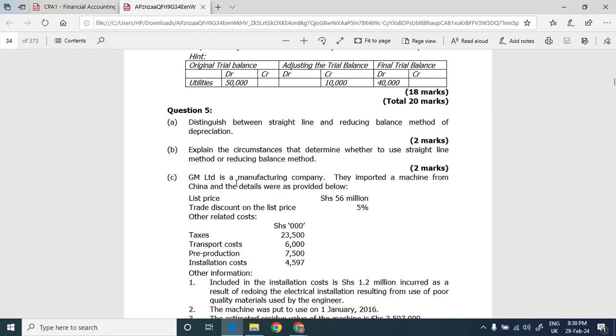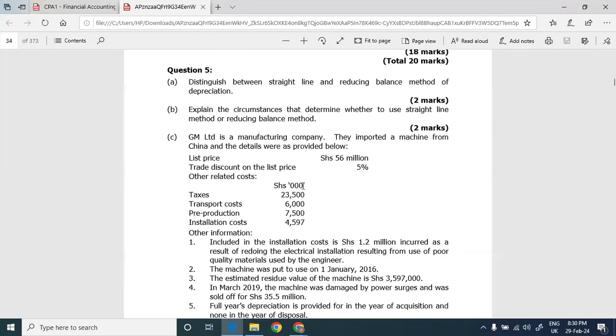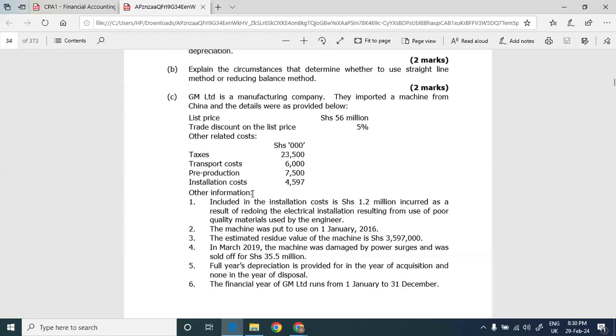So you look at this one, they imported a machine at 56 million. We have the trade discount of 5%, we shall see it. We have taxes of 23 million. We have transport costs. We have pre-production costs. I've already given you these ones, if we are to add them or not add them. So the pre-production costs, we said, we don't add them there. Then we have the installation costs, then other costs involved. They are saying that this included in the installation is 1.2.